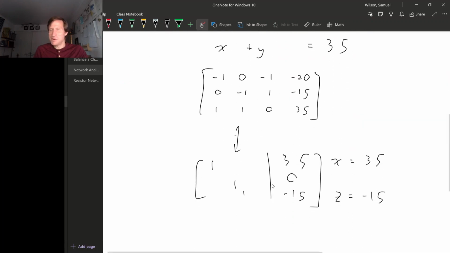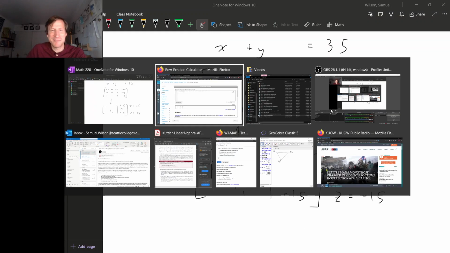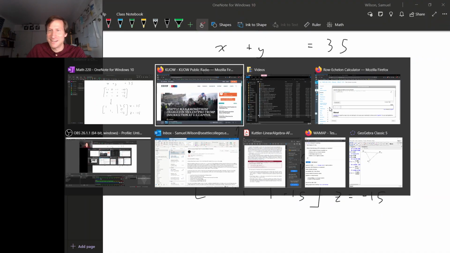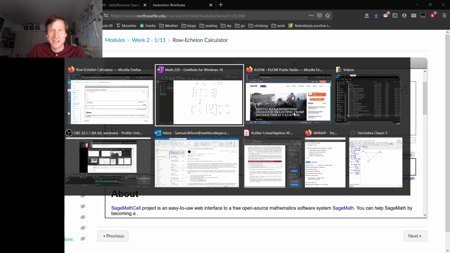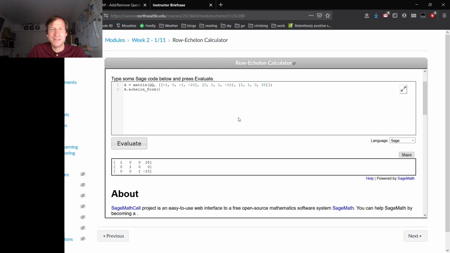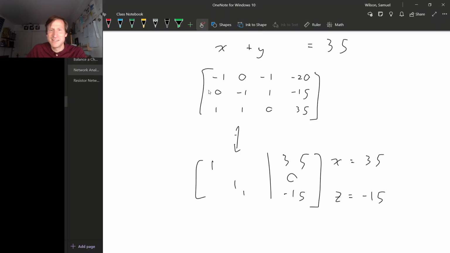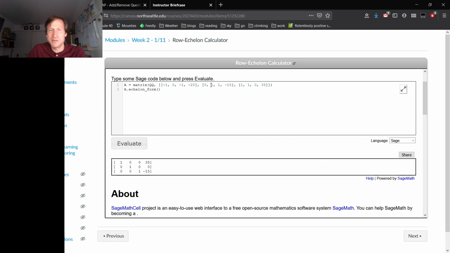Did I make a typo? Let me double check that I typed in this matrix correctly. That's the window I want. Okay, minus 1. I did make a typo. No, I didn't. Minus 1, 0, minus 1, minus 20, 0. This is supposed to be minus. Minus 1, 1, minus 15, 1, 1, 0, 35. Okay, let's try that again. Okay, see, this is totally different.